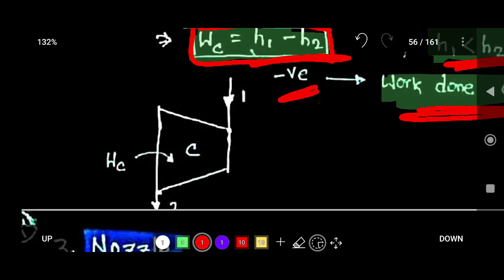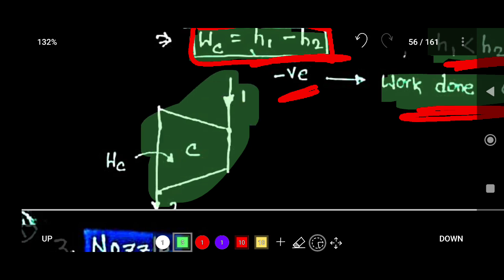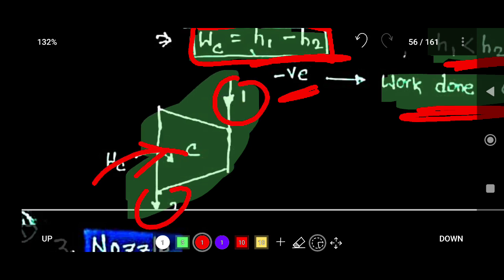And this is the symbol of a compressor. This is the inlet, and this is the exit, with work done into the compressor.